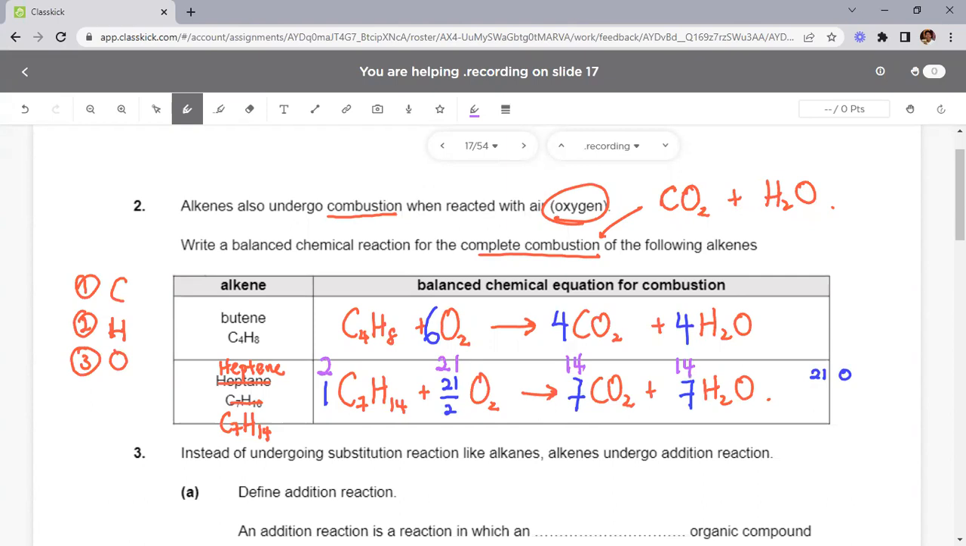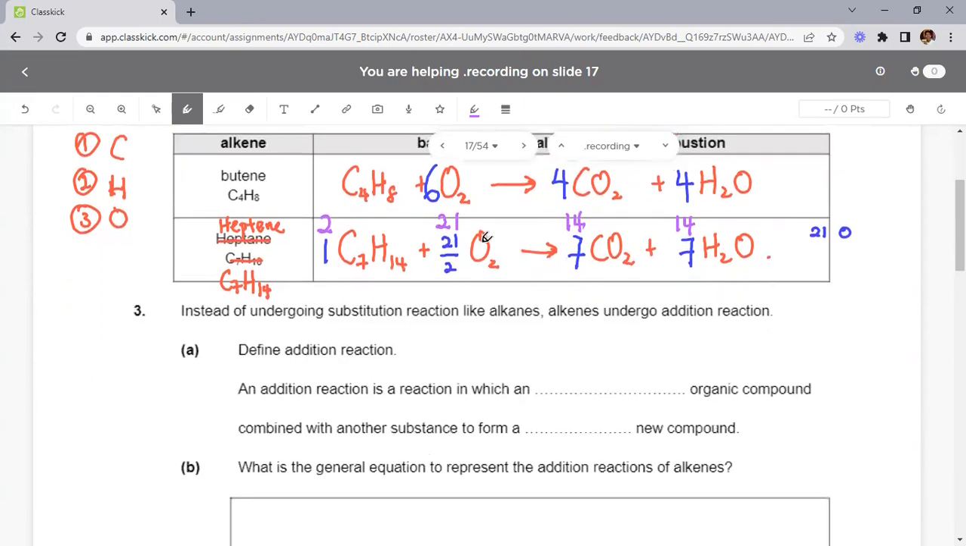Okay, so I hope at least you realize that writing this combustion equation, you're getting a bit more used to it already because we did it in alkane. We have done it now in alkene. Okay, next. Let's go on. We're going to go into the next reaction here.